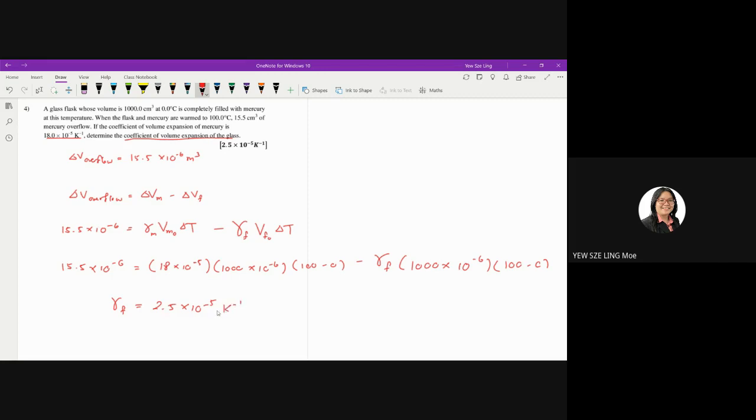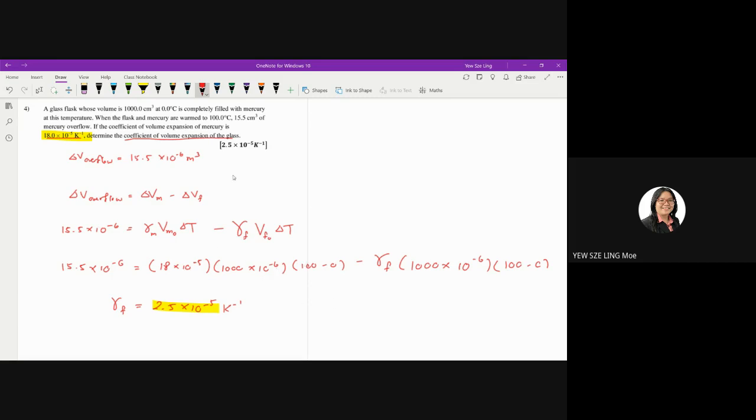2.5 times 10 to the power of negative 5 K negative 1, which makes sense because mercury has a higher gamma compared to the glass. That's why overflow happens. So if you obtain a gamma flask larger than gamma mercury, it means something is wrong in your calculations. Because if gamma of the glass is less than gamma of the mercury, then overflow won't happen. There will be no overflow in that situation.